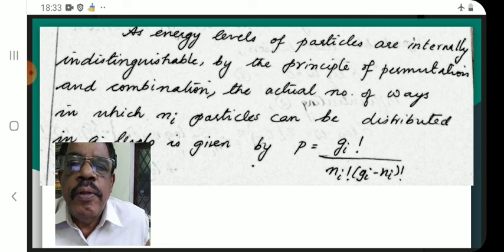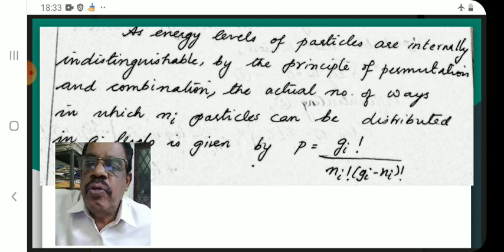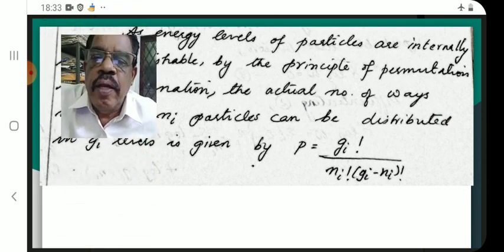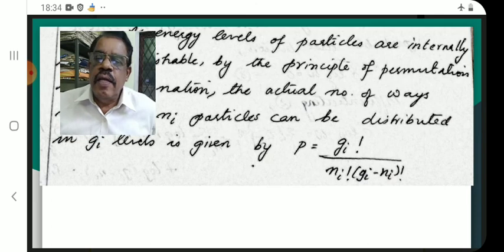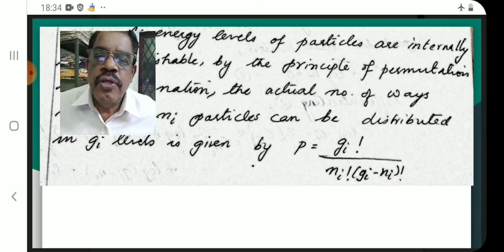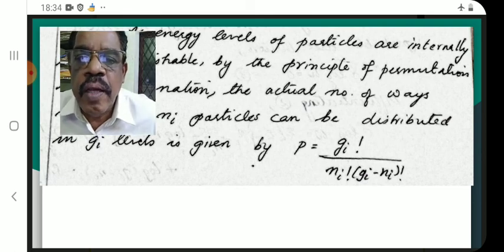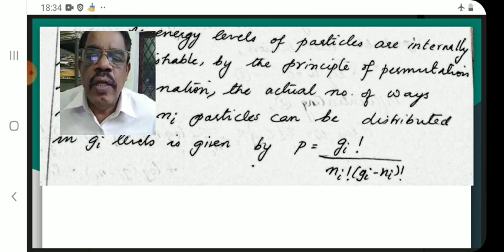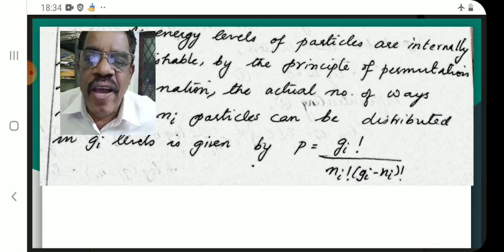So by the principle of permutation and combination, the actual number of ways in which Ni particles can be distributed in Gi levels is given by P equal to Gi factorial by Ni factorial into (Gi minus Ni) the whole factorial.